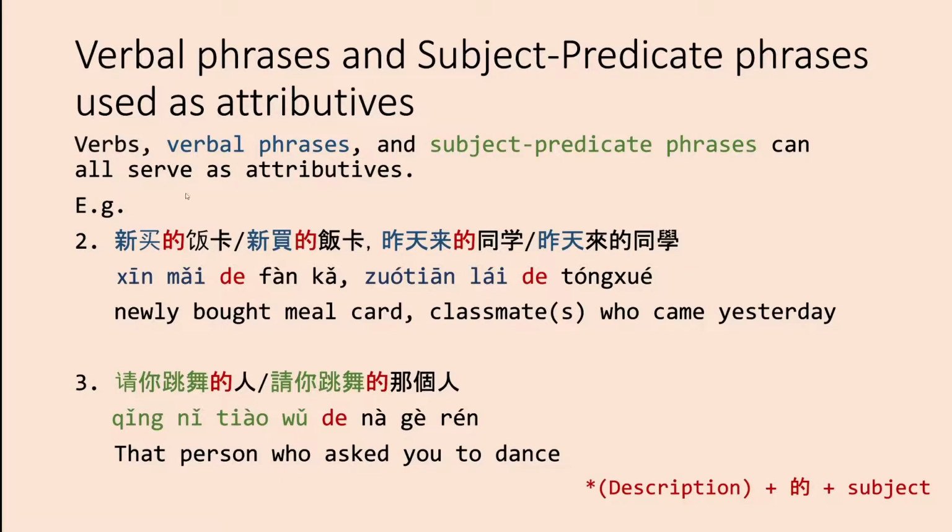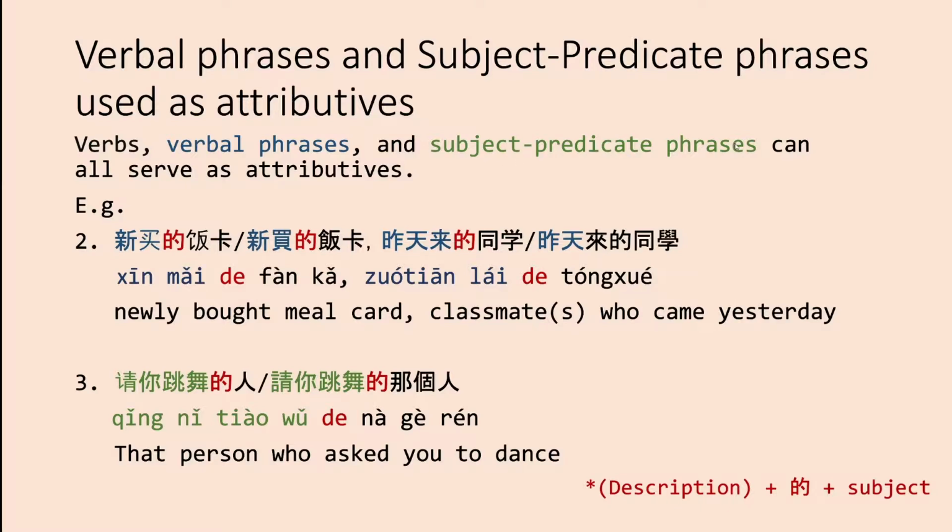The second example, verbal phrases. You can say 新买的饭卡. What you're talking about here is the 饭卡, which is the meal card. And what you're saying about it, how you're describing it, is that it is 新买的. It is newly bought. It is a newly bought meal card. You can say 昨天来的同学. What you're talking about is the 同学, the classmate. And what you're saying about them is that they are 昨天来的. They are the classmate that came yesterday.